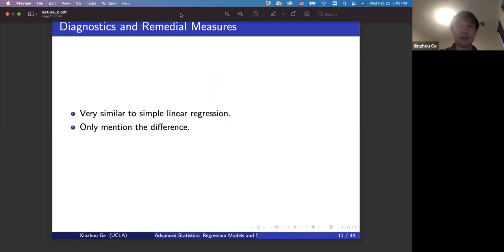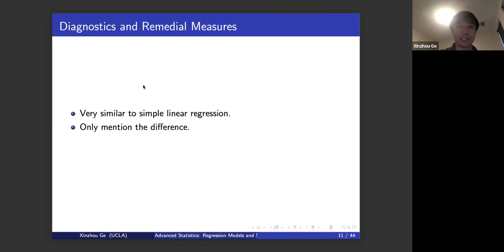The next thing will be the diagnosis. If you still remember, in yesterday's workshop, I introduced how we look at the residual plot and QQ plot to validate the model assumptions. For multiple linear regression, it's very similar to single linear regression, and I will only mention the difference.